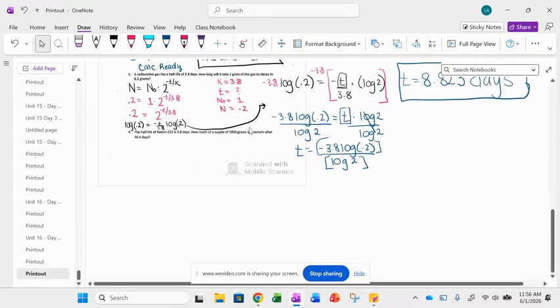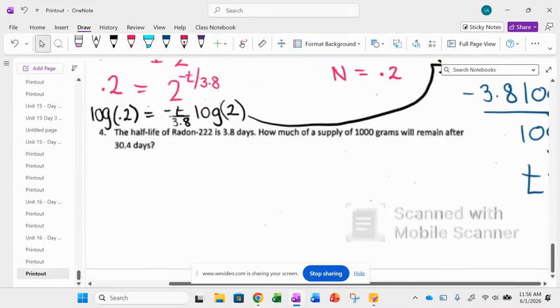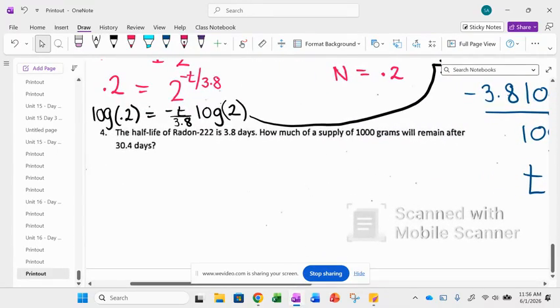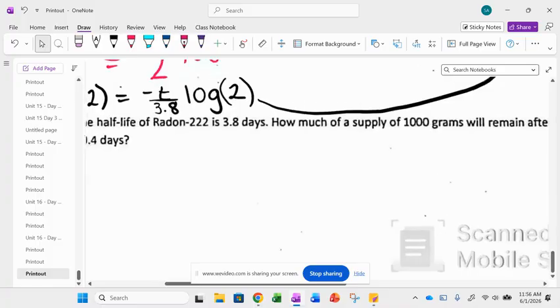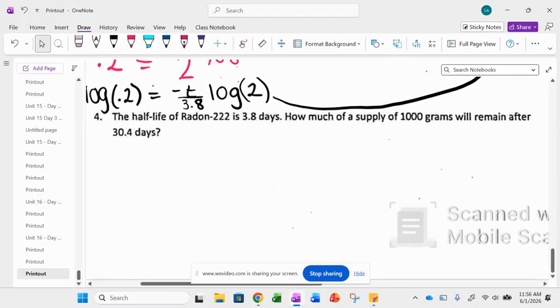How about you guys try number 4 on your own? You got this. It's easier. I'll zoom in so you guys can see the wording if you don't have your computers up.